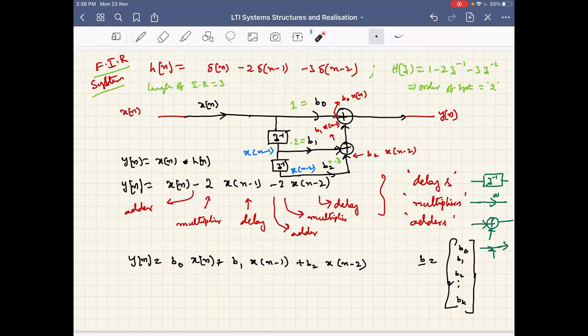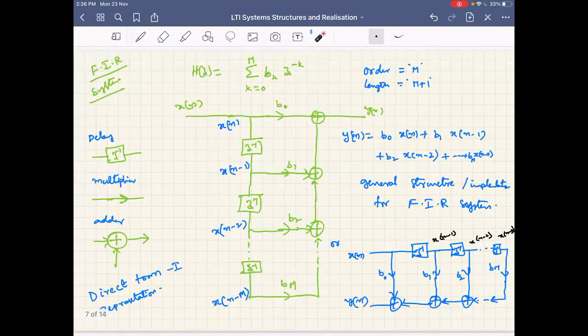Let's move on now to a general example wherein we have m components in H of z. This m can be any large even number. Hence the order is m, the highest power of z is m, and the length is m plus 1.